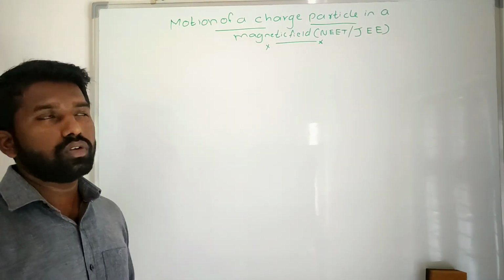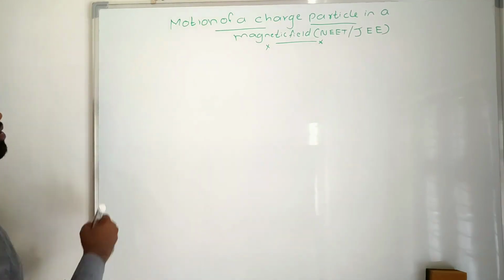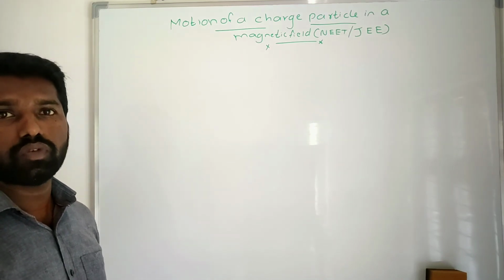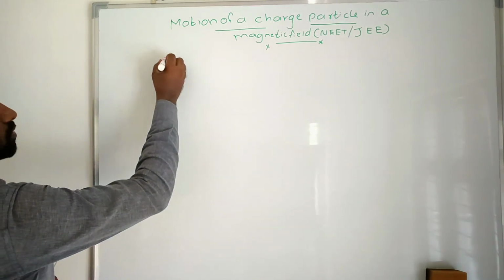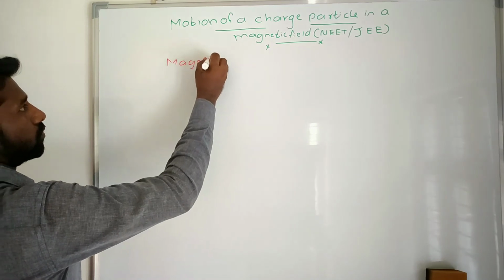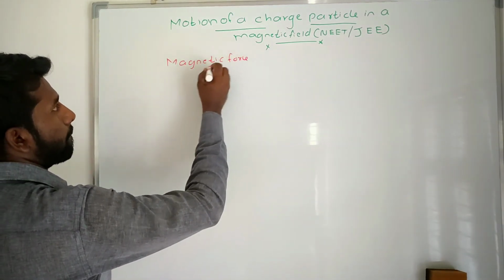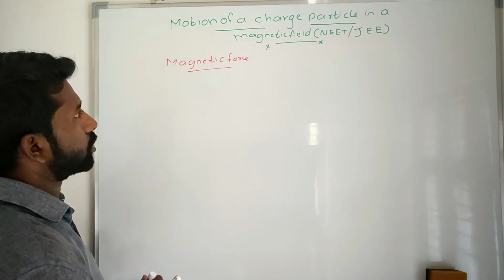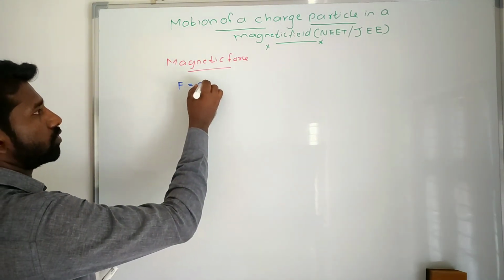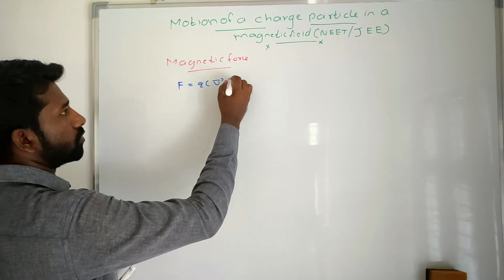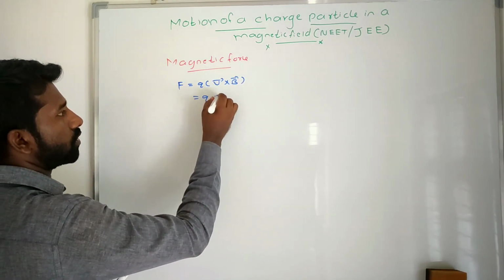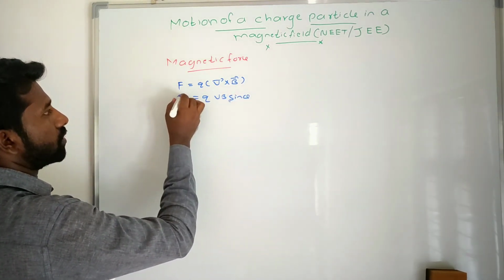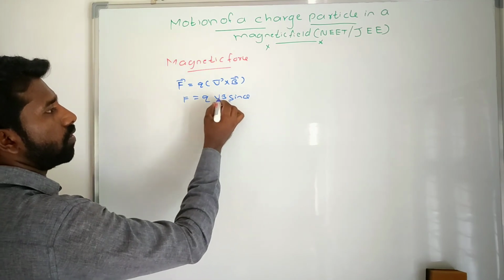Okay, so what is the force acting on a charged particle when it moves in a magnetic field? That force is called the Lorentz force. That is the magnetic force. Okay, so when a charged particle moves in a magnetic field, it will experience a force. That force F is equal to Q into V cross B. Okay, that means F is equal to QVB sin theta. Okay, what is theta? Theta is the angle between V and B.